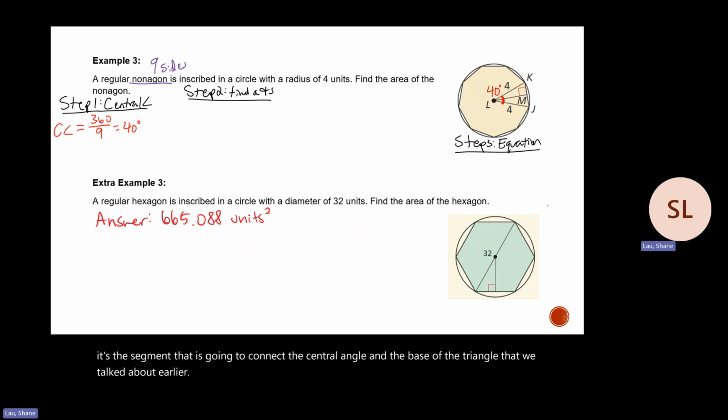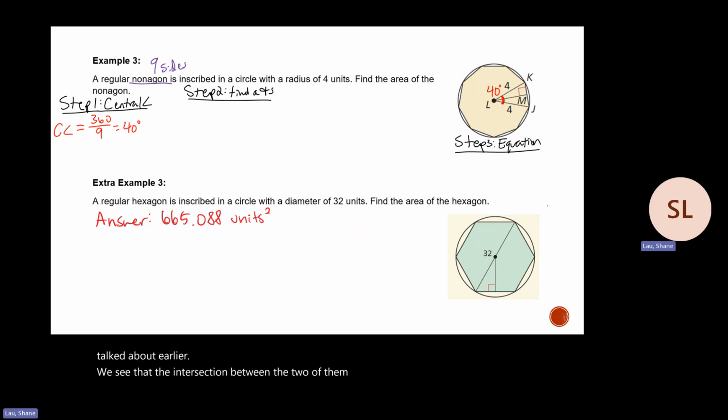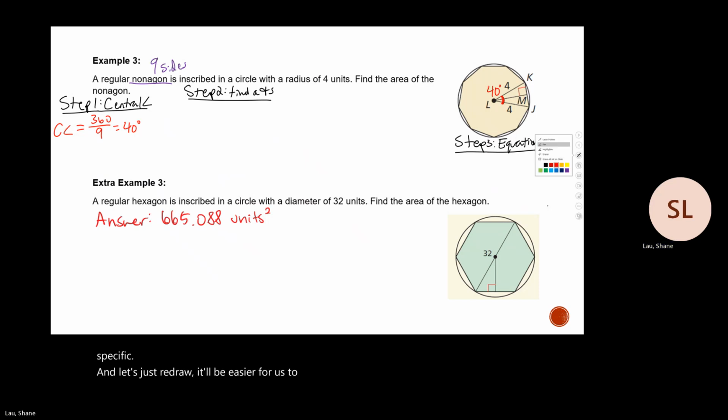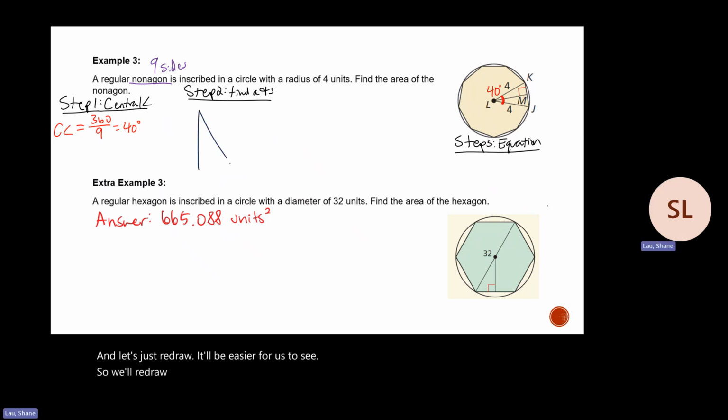See that the intersection between the two of them is going to be 90 degrees. So let's go ahead and just take a slice out of those two, out of that triangle. We'll take half of it to be more specific. And let's just redraw it. It'll be easier for us to see. So we'll redraw it. We have this triangle, 90 degrees here.